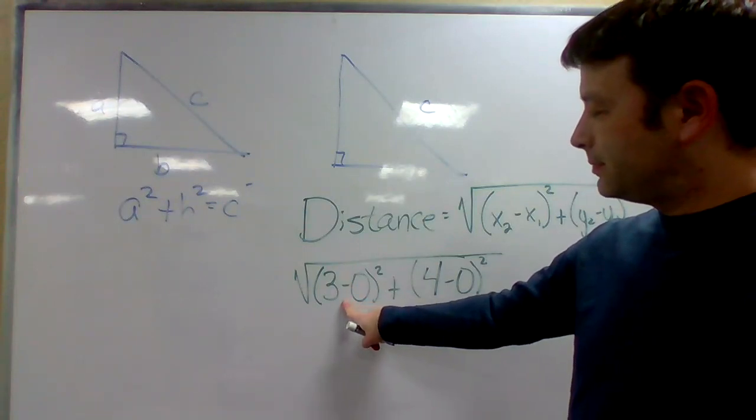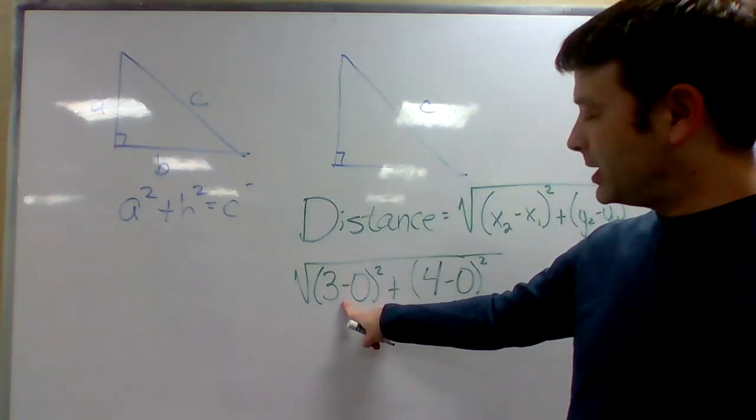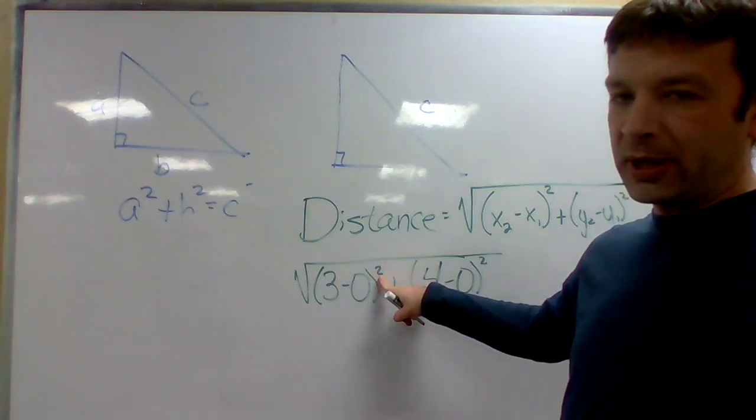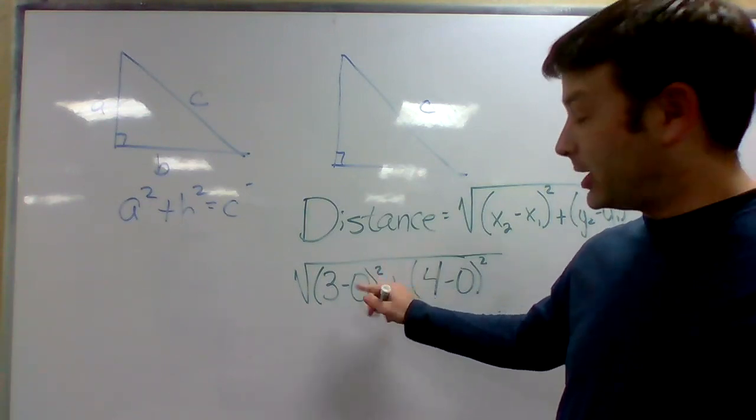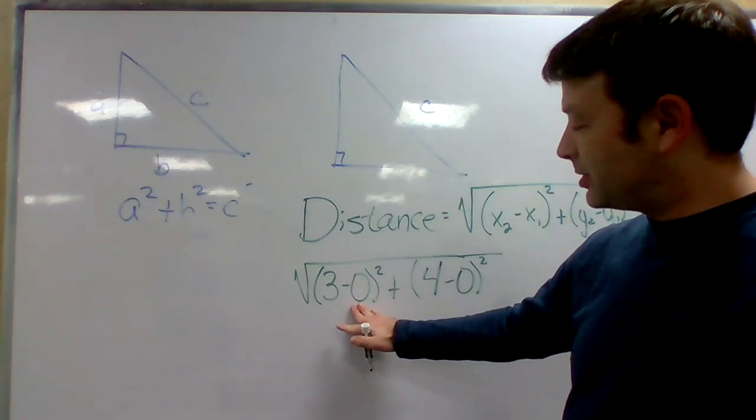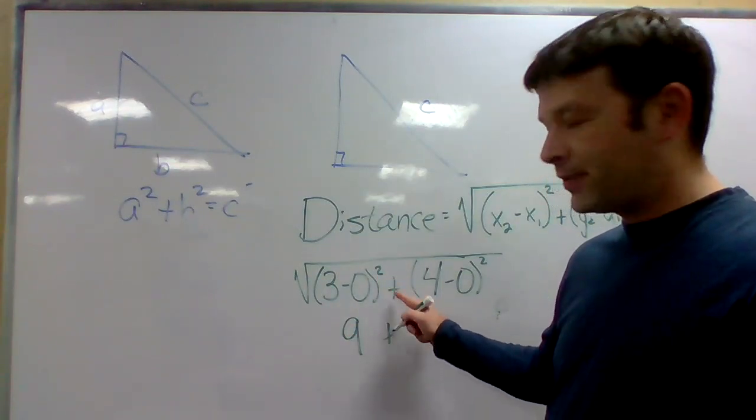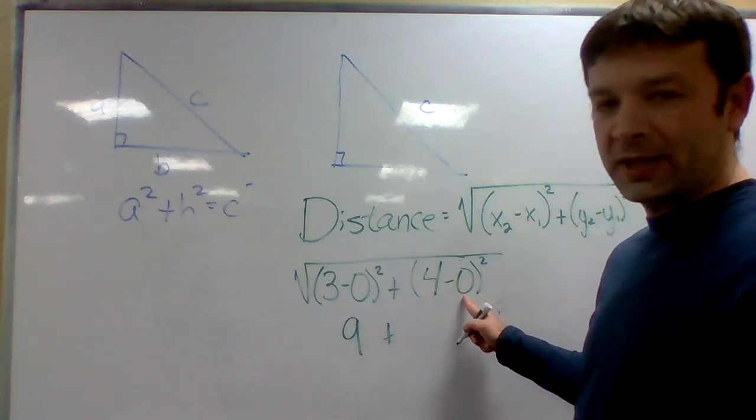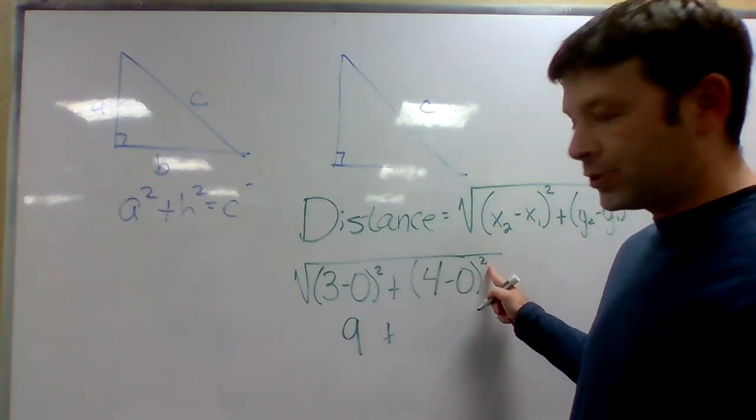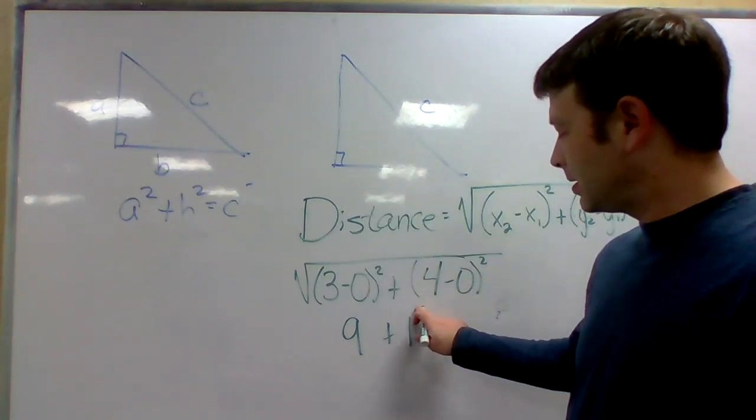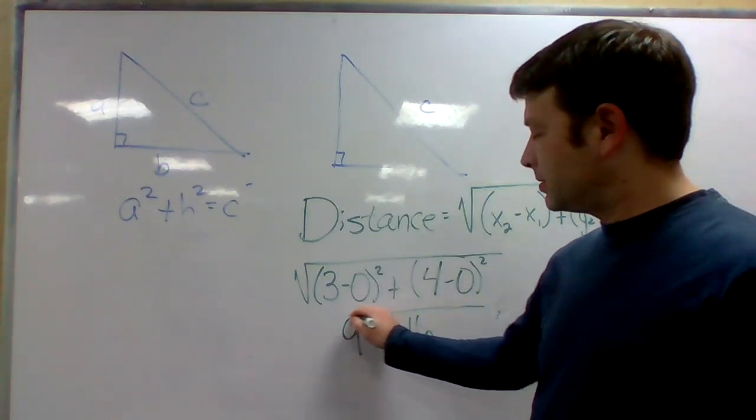All right, parentheses first. 3 minus 0 is 3. And I'm going to go ahead and square it to save some space. I don't want to write down every single little step. 3 minus 0 is 3. 3 squared, 3 times 3 is 9. I'm saving the plus for last, remember. 4 minus 0 is 4. 4 squared, 4 times 4 is 16. Okay, so what do I have left?